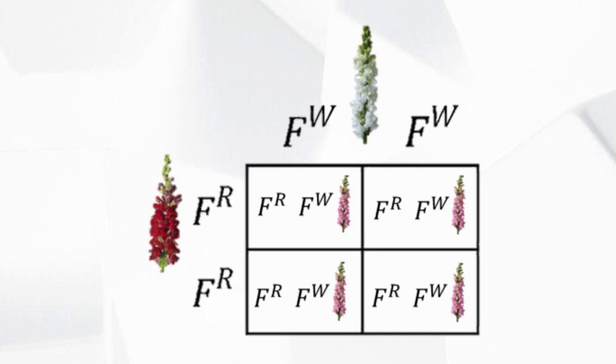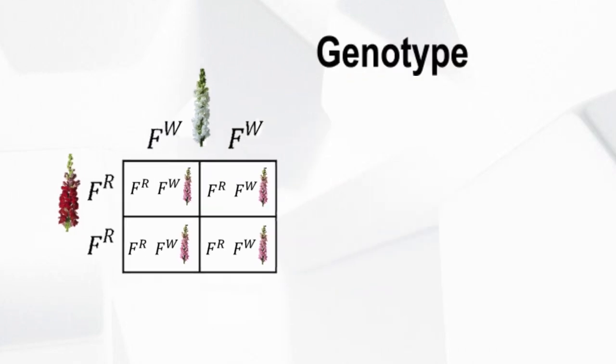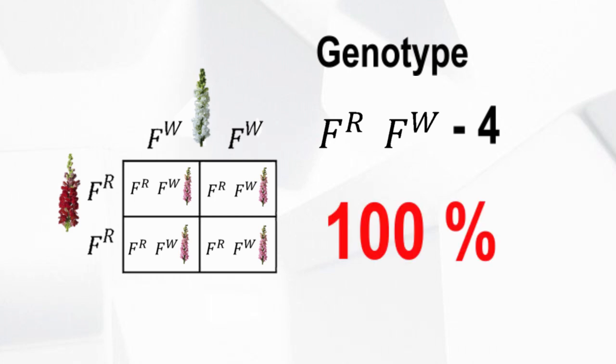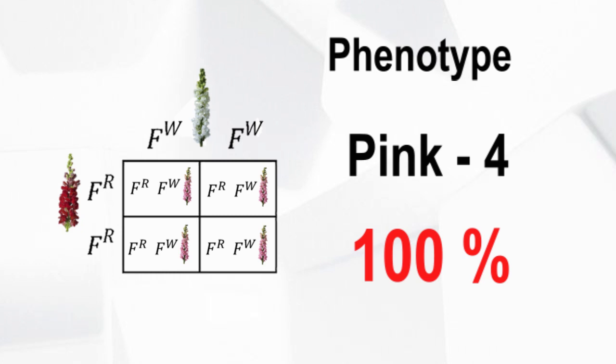Let us identify the genotypes of the offspring in our example. Crossing red snapdragon with white snapdragon flower will result in 100% pink flowers. How about the phenotype? The physical appearance of the offspring when we cross red snapdragon flower with white snapdragon flower is 100% pink flower.